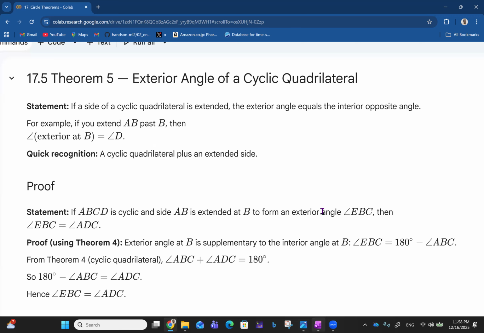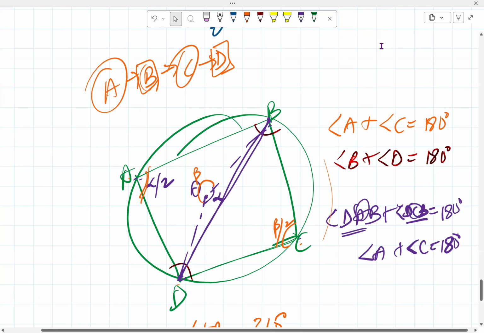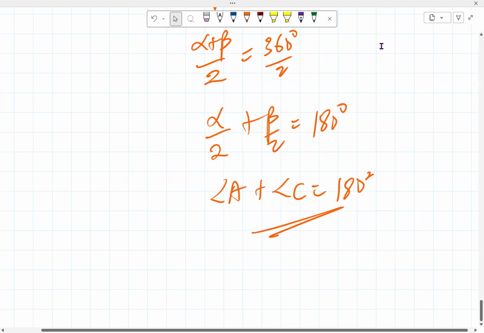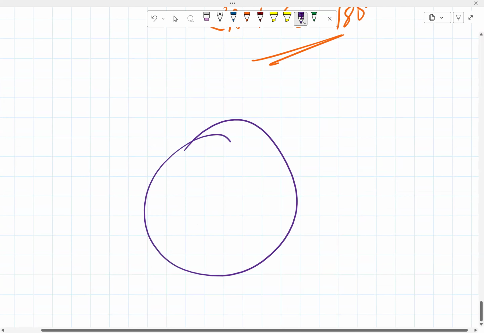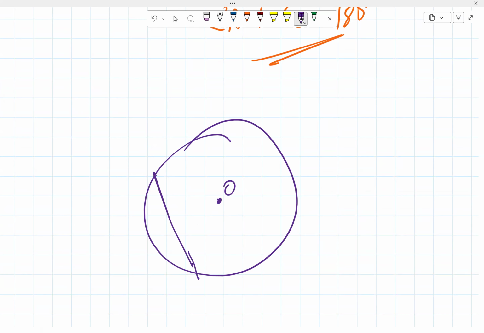So let's quickly look at that. Can we still use the same one? I guess I need to draw another one because that's already messed up somewhat. So again, we have a circle with center O, and you have a cyclic quadrilateral, with all the vertices touching the circle. You can label it anyhow you like, A, B, C, D.